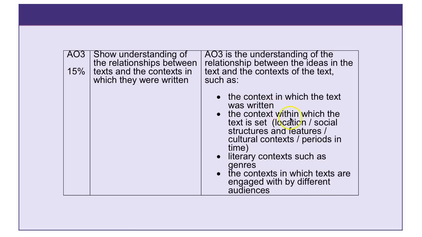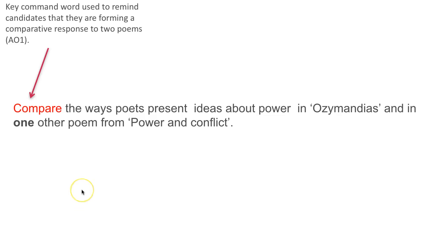And it's very broad. You can talk about the society, you can talk about the place, you can talk about other texts that are written at the same time, and other genres, or indeed some in the same genre. So this is really broad and very easy to slip in, and I'll show you how to do that. Okay, the examiners believe that their question will force you to hit all those three assessment objectives. So they think this command word compare will force you to give a response to both poems. Well, that seems logical.